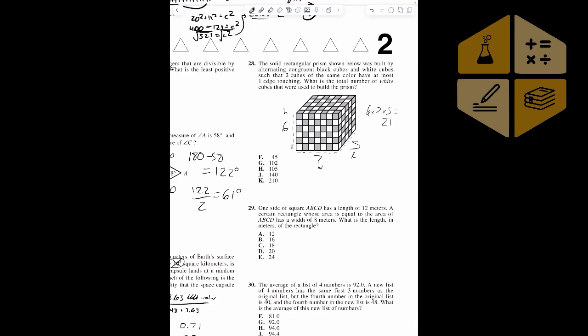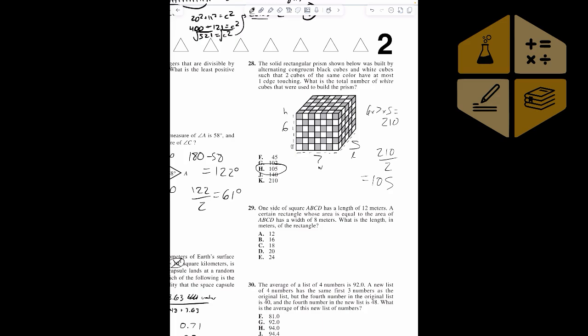So I'll put that in my calculator, 6 times 7 times 5, and hit equals, and it's going to give me a value of 210. In other words, there's 210 little cubes in this prism, so that's the black plus the white ones. If I take 210 and divide it by 2, or cut it in half, I'm going to get a value of 105. That tells me there's 105 white little cubes in this prism.